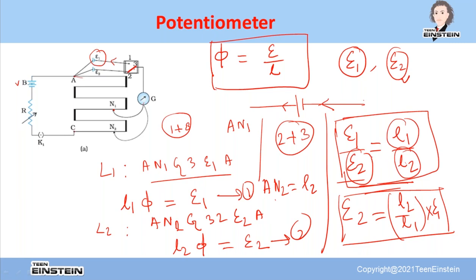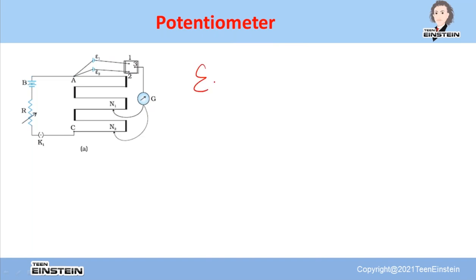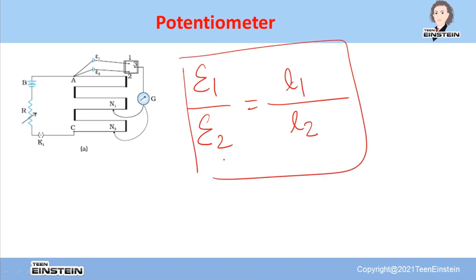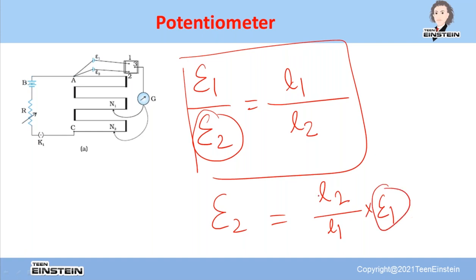So by doing that, by comparing the null condition of the two cells, I can find out the EMF of the unknown cell. If my E2 is the unknown cell, then from this ratio I'll get E2 = L2 by L1 into E1. This is the standard cell, I know this, and this L2 and L1 I will be able to get from the null conditions from the experiment.